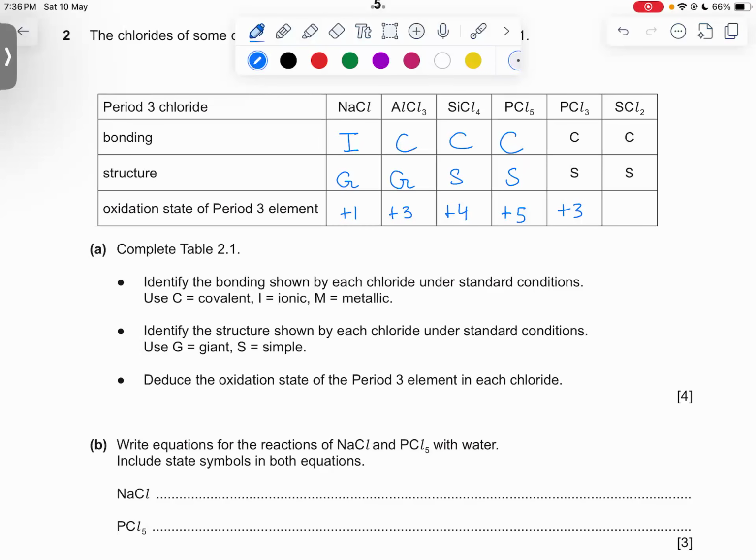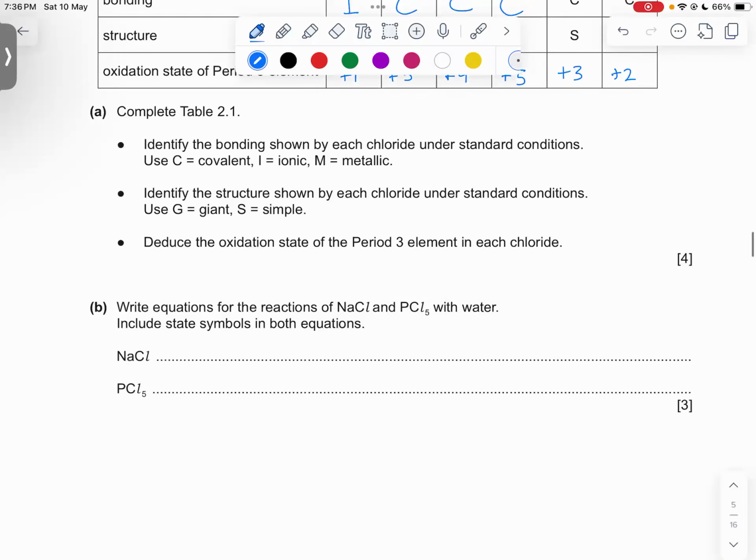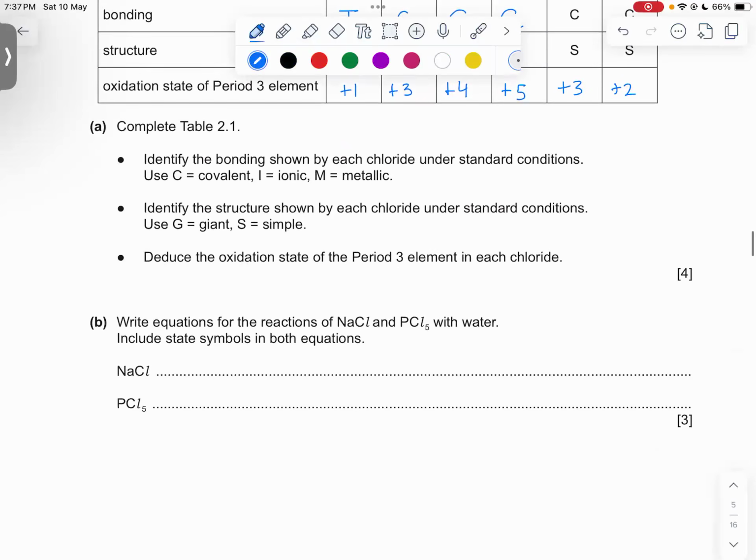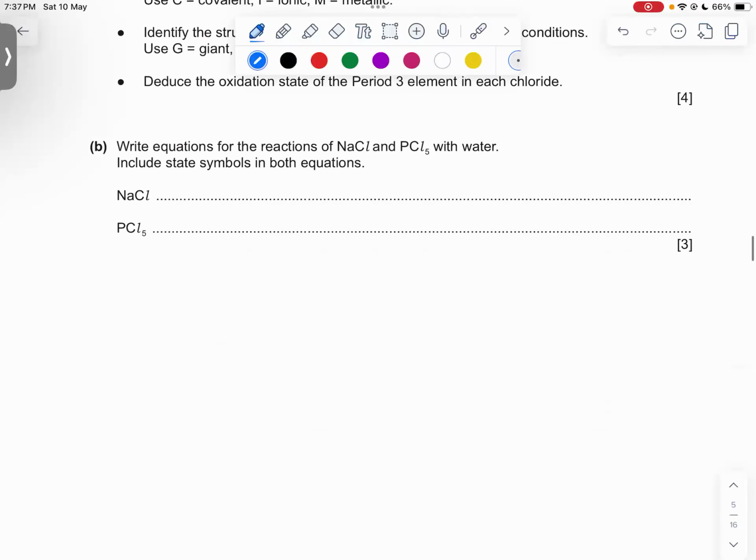And then SCl2 would have an oxidation state based on the two chlorines. We had to just run through that. Next question, write equations for the reaction of NaCl and PCl5 with water. NaCl, when it dissolves in H2O, just basically dissolves. It will not really do anything. It basically just becomes sodium ion aqueous.